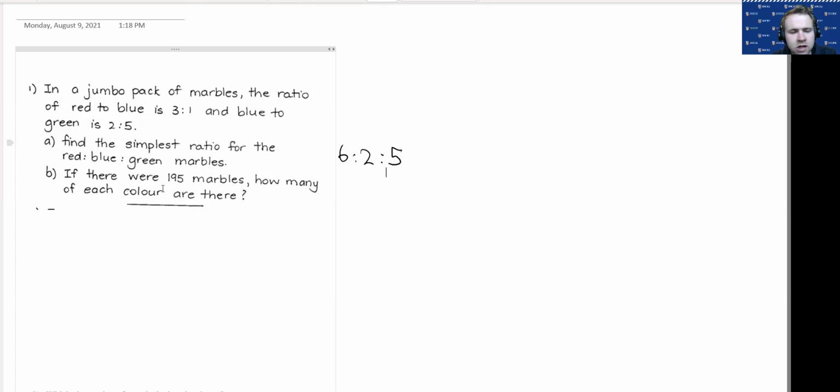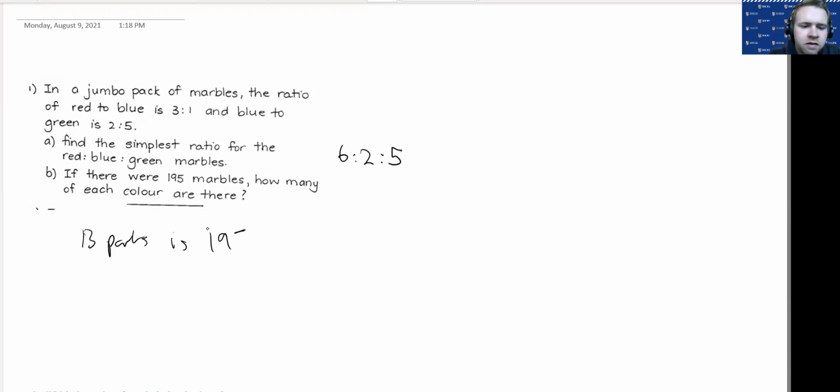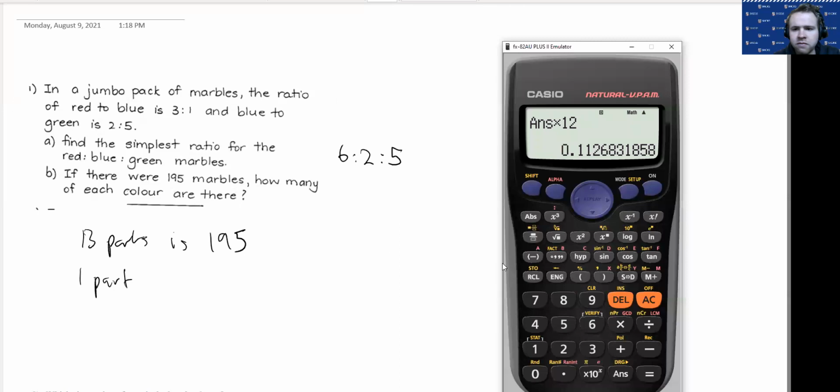Now, if there were 194 marbles, how many of each color are there? This is a matter of splitting this into parts. From this ratio, I've got 13 parts. I know that 13 parts is 195. I need to find out what one part is. So if I divide 195 by 13, one part is 15.